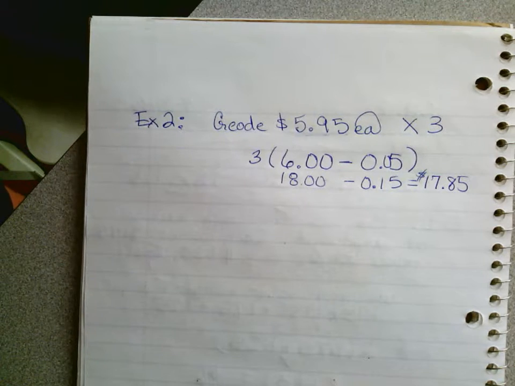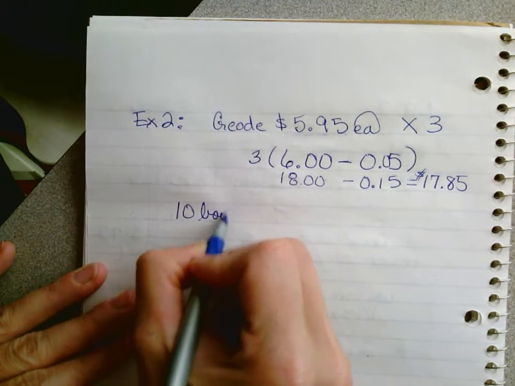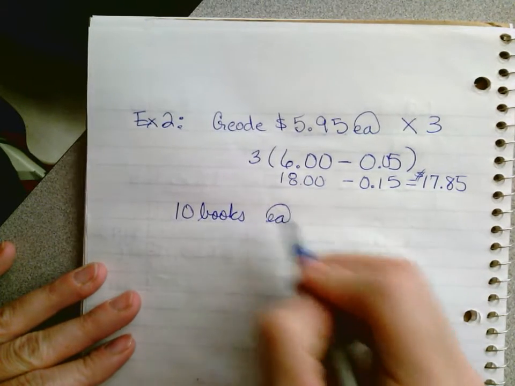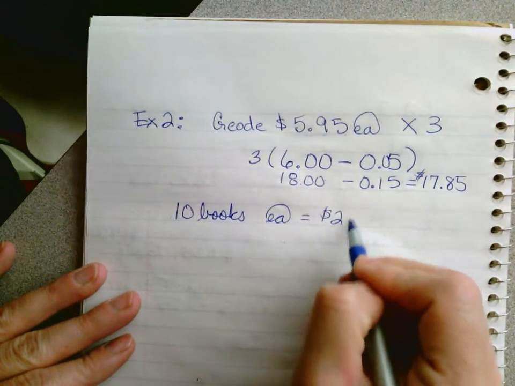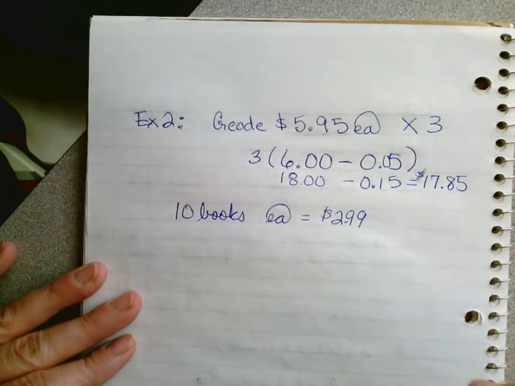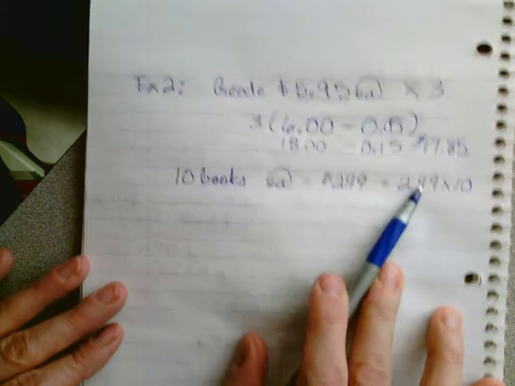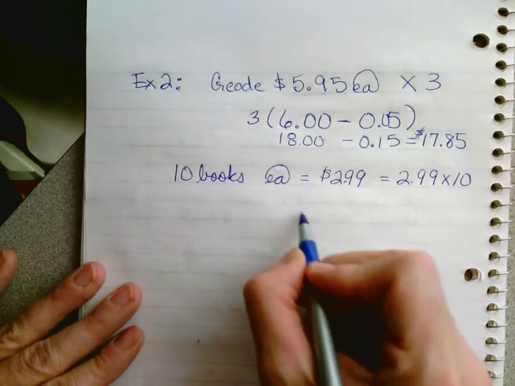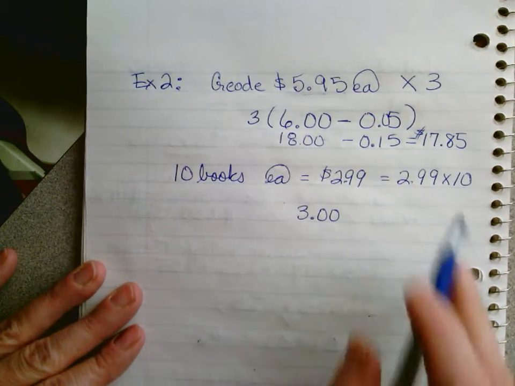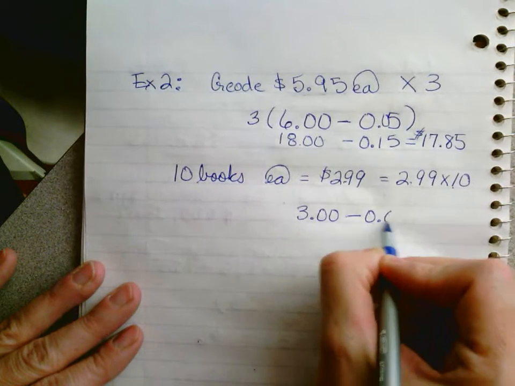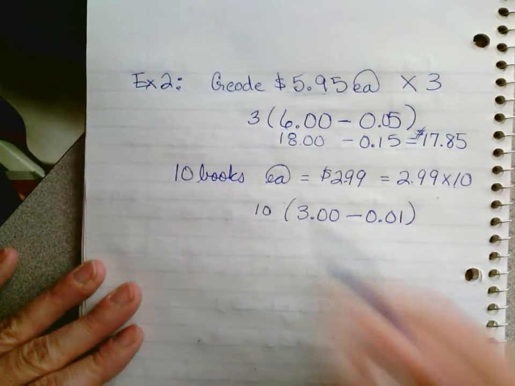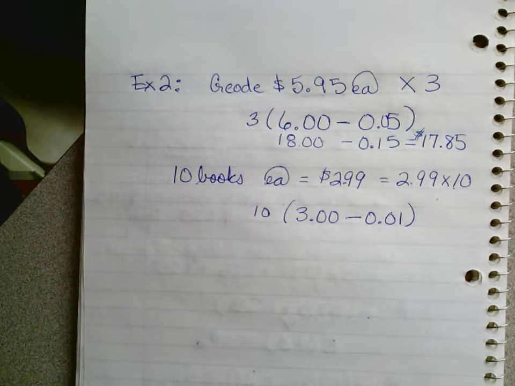So let's just say I wanted to buy 10 books. Each is $2.99. The cost of which is equal to $2.99 times 10, right? What if I round that up to $3 and I subtract a penny and multiply that by 10? Some of you are thinking this is stupid, but it will come in handy, I promise you. I use this all the time, and I never really realized what it was called until I started teaching.